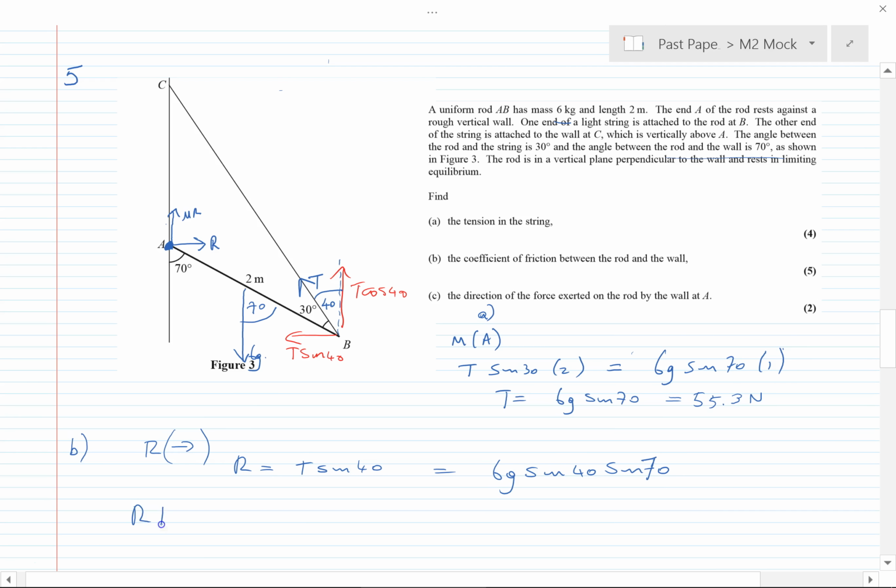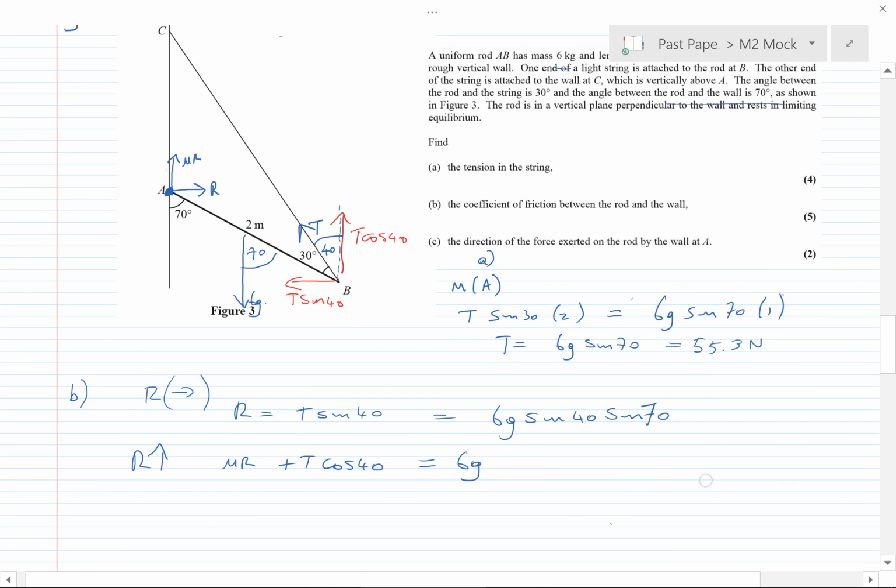So resolving vertically, I've got the mu R going up. I've also got the component of the tension going up, plus T cos 40. And I've got the 6g going down, so that equals 6g. Okay, so that enables me to basically work out what mu is.